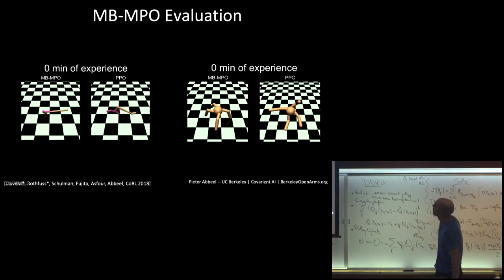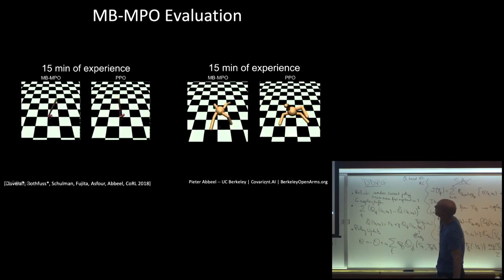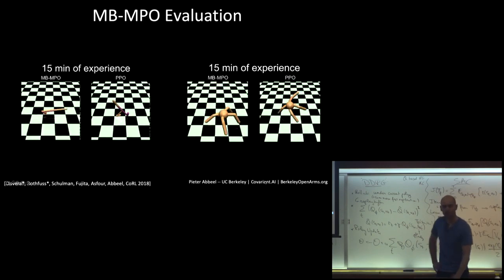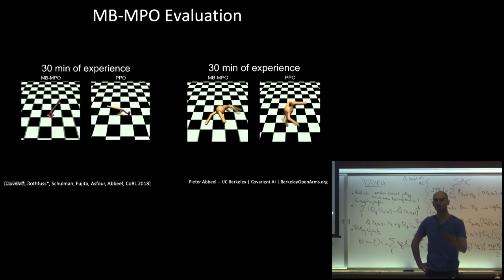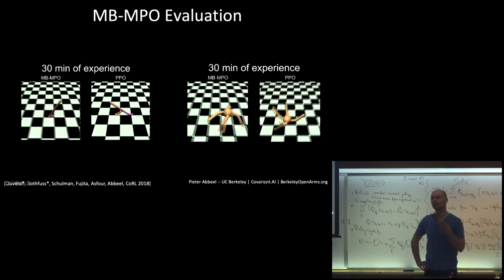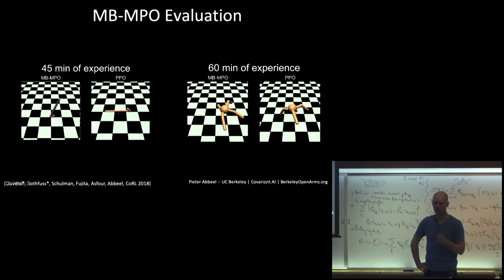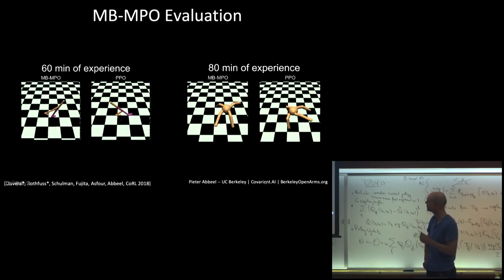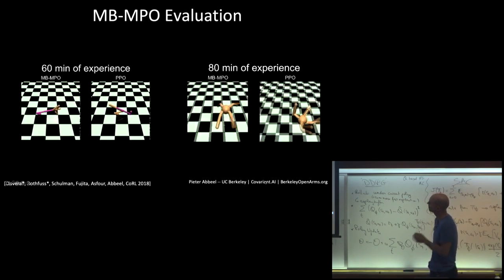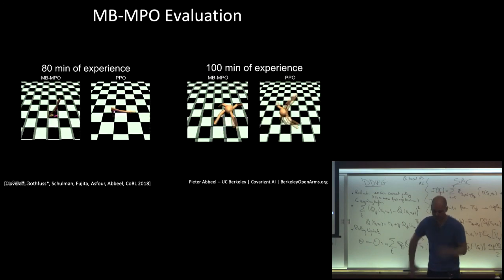Here, same thing for the 2D walker and for ant. Again, in about 45 minutes of interaction with the MuJoCo simulator, it's possible for the meta-policy optimization approach, model-based meta-policy optimization, to learn a policy that can adapt to the actual simulator and be successful there, whereas PPO, of course, in 45 minutes or an hour, will not yet know how to control these robots.